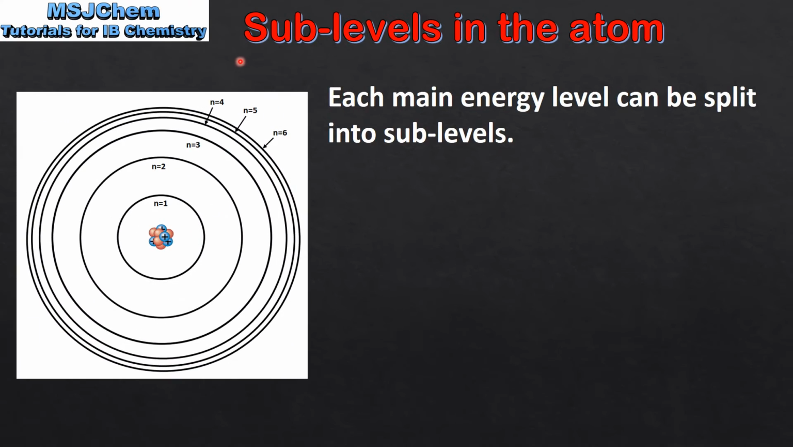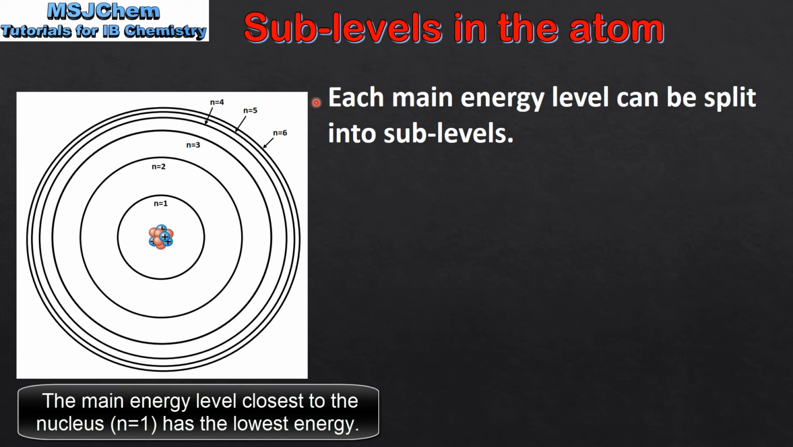Next, we look at sublevels in the atom. Each main energy level can be split into sublevels. The main energy levels are given the letter n, so we have n equals 1, which is closest to the nucleus, we have n equals 2, n equals 3, and n equals 4.